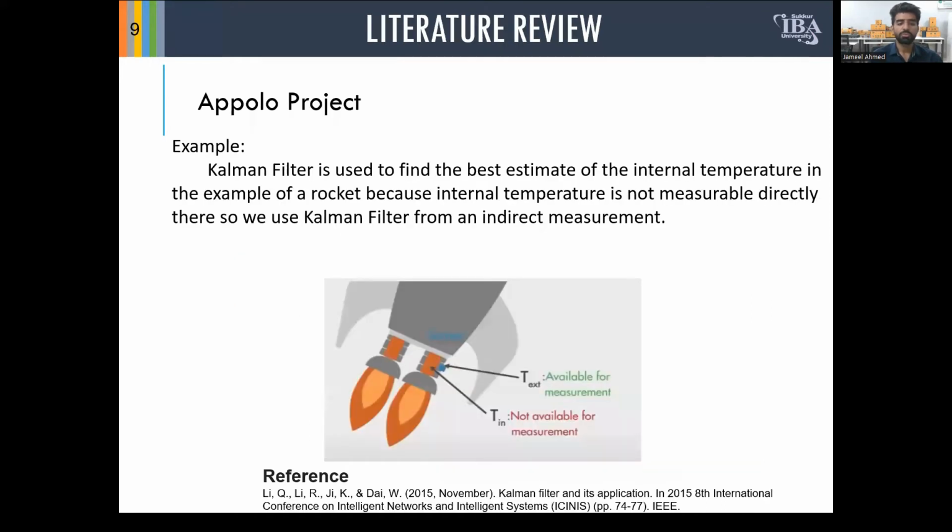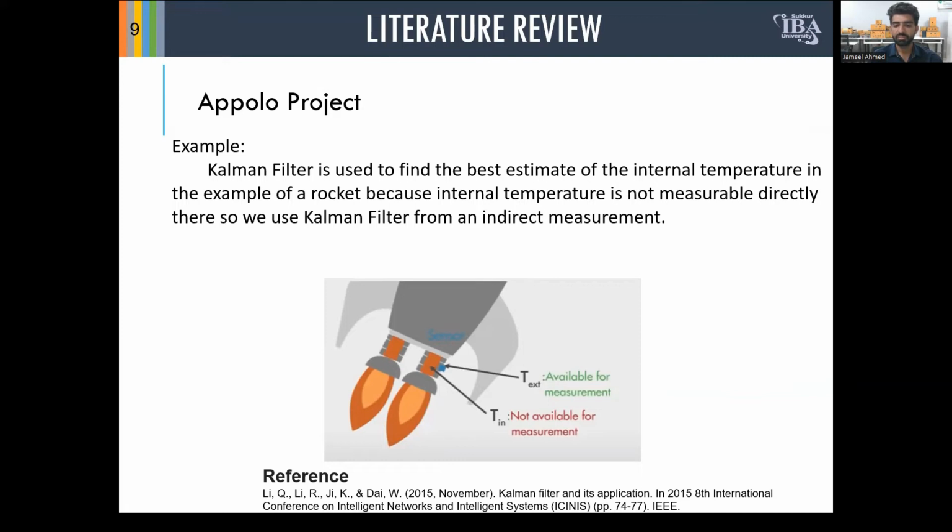Coming towards that Apollo project, what was that? As I told, the Kalman filter is used to measure something that we cannot measure directly. So in the Apollo project, they had to measure the internal temperature of the rocket so that they could know how much temperature they should maintain to launch the rocket. So there are T external and T internal. T external is available for measurement, we can measure it. But internal temperature T in is not available for measurement. Internal temperature we cannot measure directly.